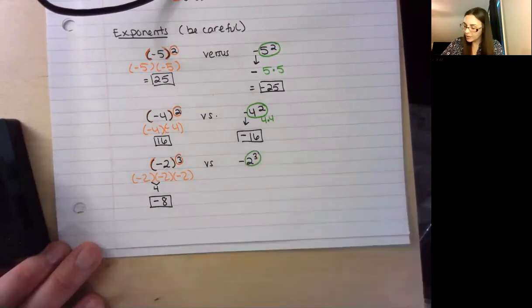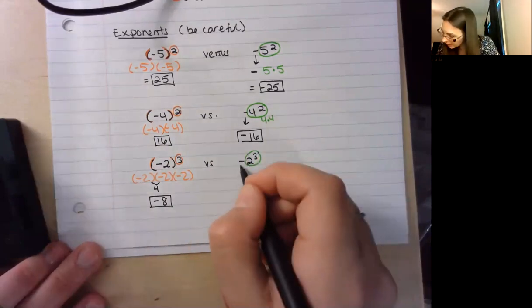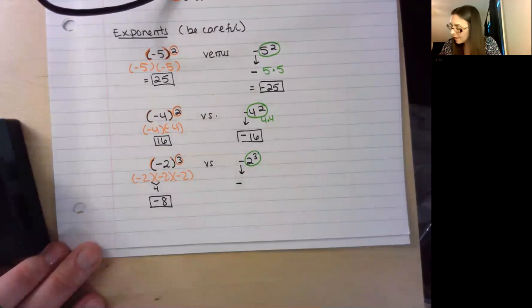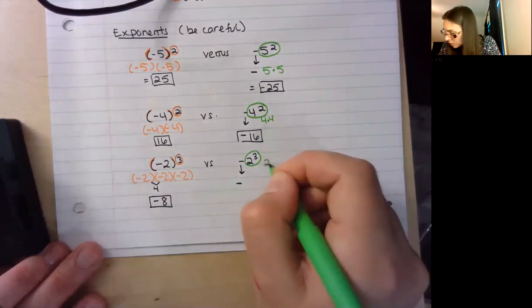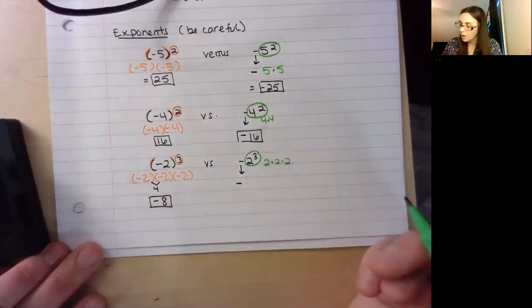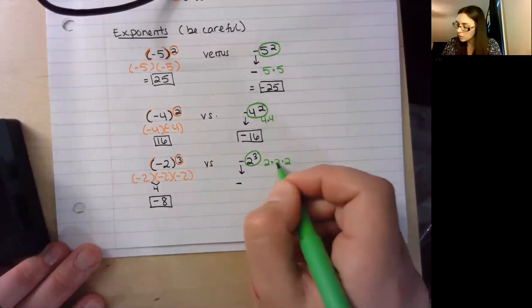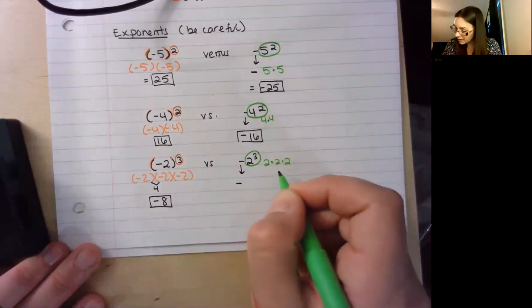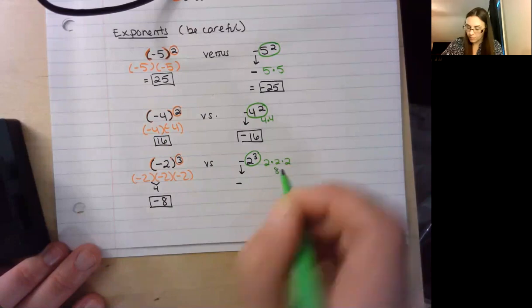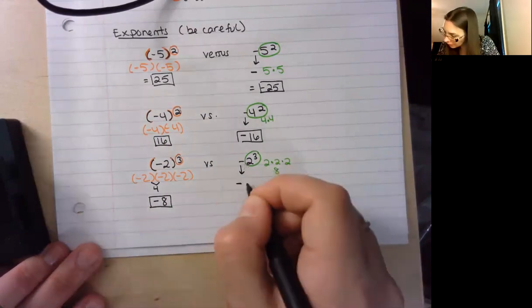Here I do not have parentheses, so this negative just kind of tags along, and then I have 2 times 2 times 2. Well, 2 times 2 is 4 times 2 is 8. This is 8. So my answer here is -8.